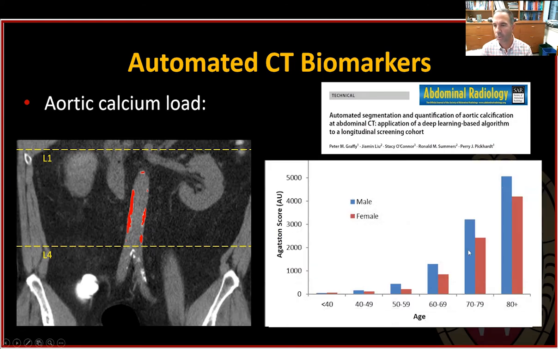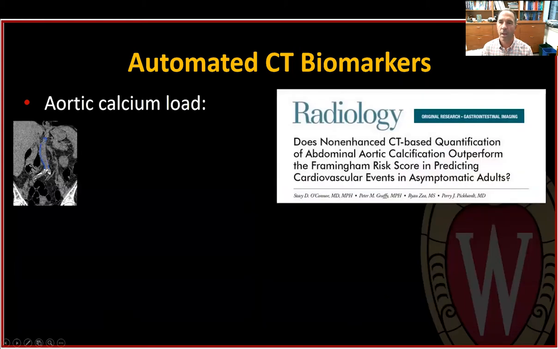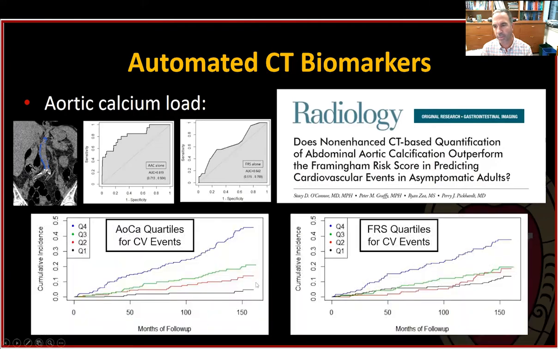Both men and women show increases over time, with women about a decade delayed, but they catch up within 10 years or so. So we first looked at this in a smaller cohort of patients where we had a semi-automated, or basically a manual, way of measuring, just using a coronary calcium tool applied to the abdominal aorta. And we were able to show that this single measure alone performed significantly better than Framingham risk score. So we knew this was going to be a valuable tool if we could automate it.